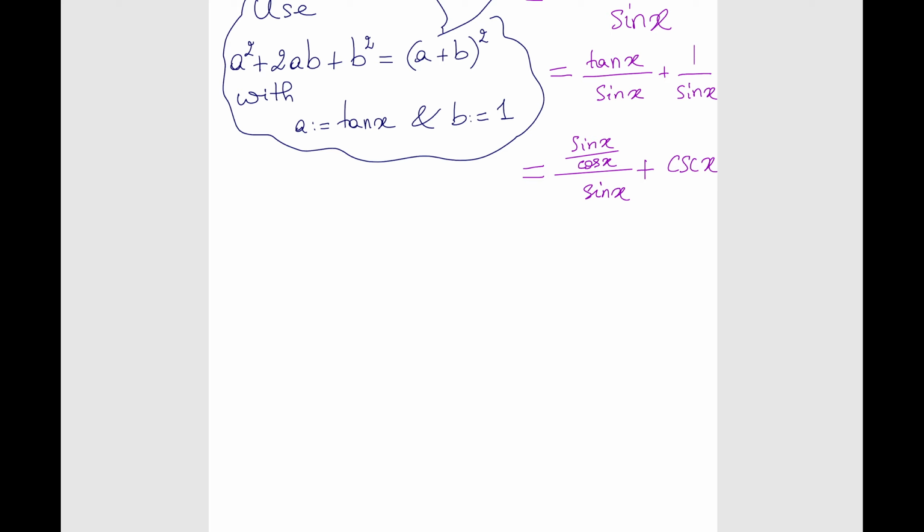How about isolating it and talking about it by itself? So how about doing this? Sine x divided by cosine x, the whole thing over sine x. This is what I have, right? And that's the same as sine of x over cosine of x, the numerator divided by the denominator. Correct? And dividing by sine amounts to multiplying by 1 over sine.